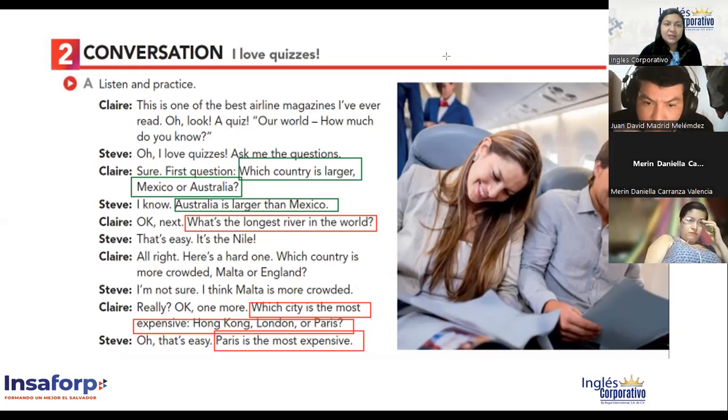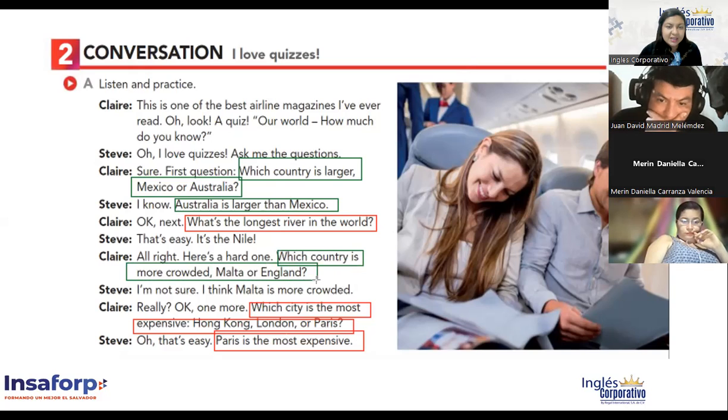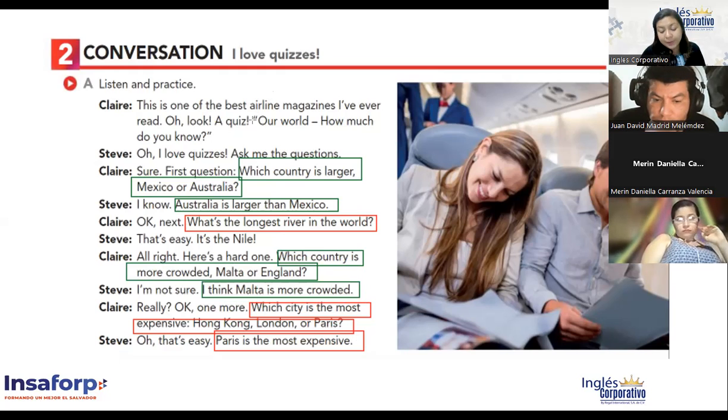At least three, right? There is another one here for comparatives, like which country is more crowded, Malta or England? In this case, it's comparative, but we are not using ER. We are using more because crowded is a long adjective or a two-syllable adjective. So we use more. Which country is more crowded, Malta or England? Answer: I think Malta is more crowded. So this is just like an introduction for superlatives and comparatives.